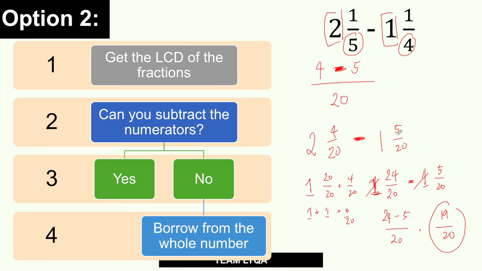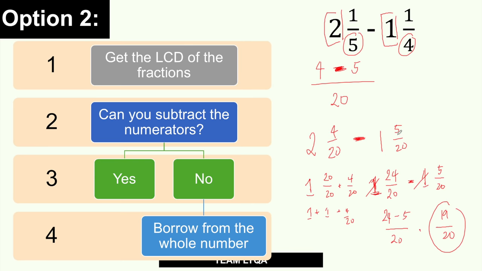And then, what you could do here would be, again, over 12 lang siya. Times 3 ko to, so times 3 ko rin sa taas. So, you have 27 over 12 minus 17 over 12, which will give you 10, sorry, 10 over 12, kasi 27 minus 17 is 10 over 12. Lowest terms mo, 5 over 6 pa rin siya. So, again, same answer. Okay? So, kahit anong preferred method mo, you'll still get the same answer.